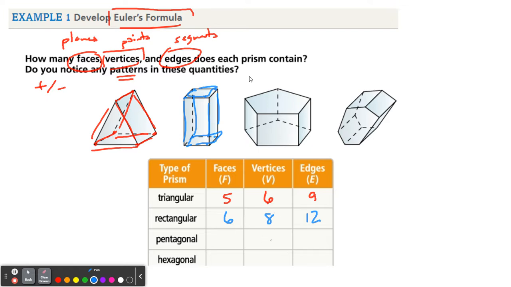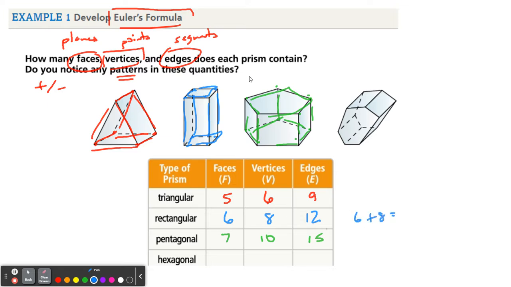Okay, so again, looking for a pattern. I think I see one, but let's do one more. Okay, and let's do the pentagonal prism. Okay, so it is a pentagon. Your top and bottom are pentagons. That's 2 faces, and then there's 5 lateral faces. 2 plus 5 is 7. The top base has 5 vertices. The bottom base has 5 vertices. That's 10. And then your edges. Bottom base has 5 edges. And then top base has 5 edges. Then you can connect them with 5 edges. That's 15.